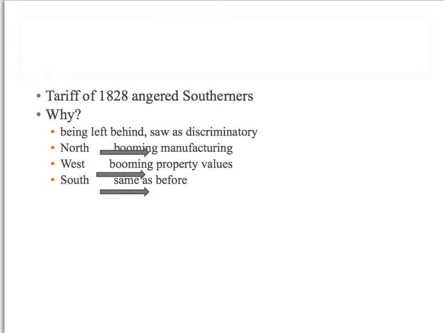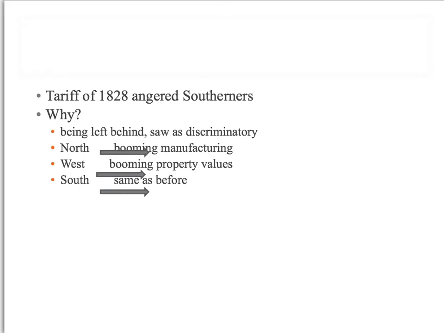So the Tariff of 1828 comes out, and it automatically angers Southerners for a couple of reasons. Number one is just the general economic circumstances of the nation at this time. The South feels like they're being left behind anyway in the broad view of it, not even having anything to do with this tariff. And it's because the North has an incredibly booming manufacturing process going at this time that we're going to look at in the next chapter.